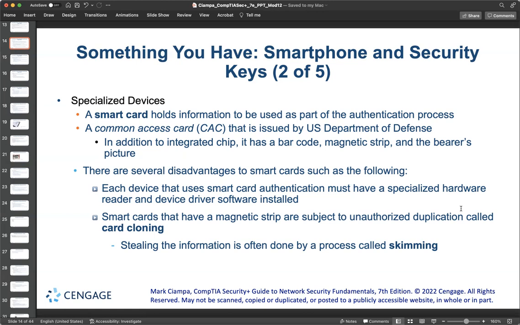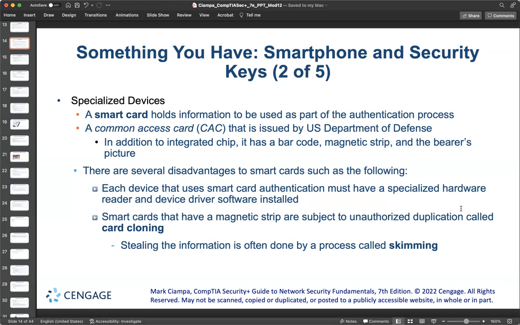And if you remember from the triad of CIA, in this case, you totally are removing the availability, which means you don't have security anymore. Without availability, we don't have security. We have full confidentiality. Basically, it's locked. So smart cards have magnetic strips, which are subject to an unauthorized application called card cloning.